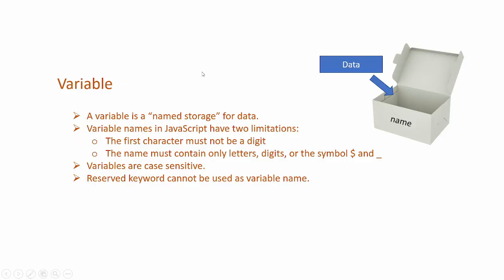Variable names in JavaScript have two limitations. When we are declaring a name for a variable, we need to keep these two things in mind. First, the first character must not be a digit. So you cannot start a variable name with a digit. But a variable name can contain letters, digits, or these two symbols, dollar and underscore. So let's try it out.